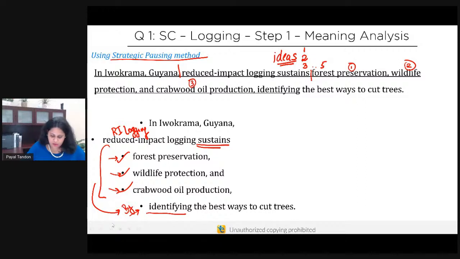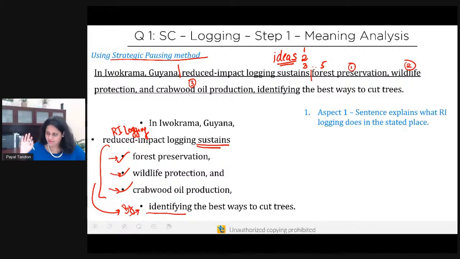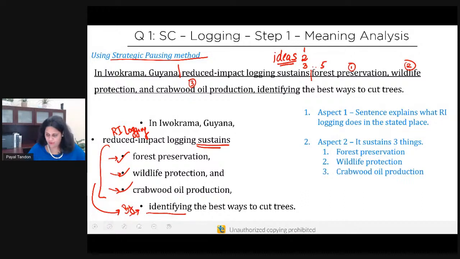So essentially, aspect 1: the sentence explains what RI logging does in this stated place. Aspect number 2: it sustains three things, forest preservation, wildlife protection, and crabwood production.